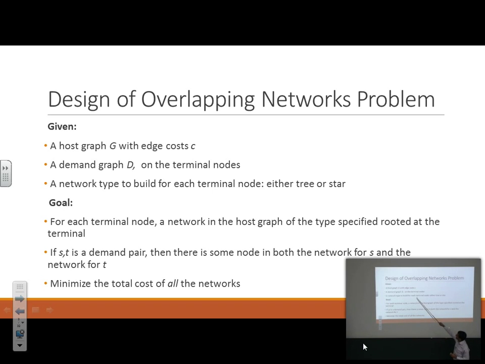For any demand pair ST in the demand graph, the 2 networks represented by S and T must overlap. In other words, these are terminals that want to talk to each other by building these networks, and the way they'll communicate with each other is by building networks such that they overlap at some node where this information is being exchanged. Okay, and finally, I want to minimize the total cost of all the trees or stars built.